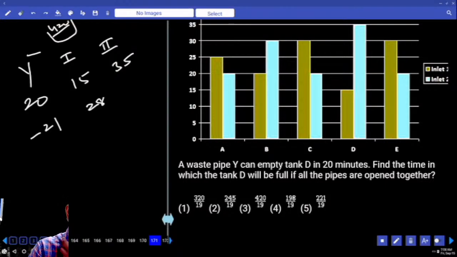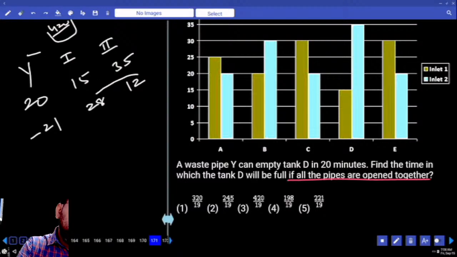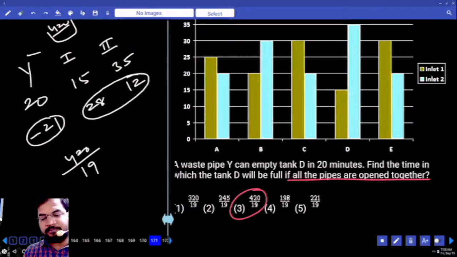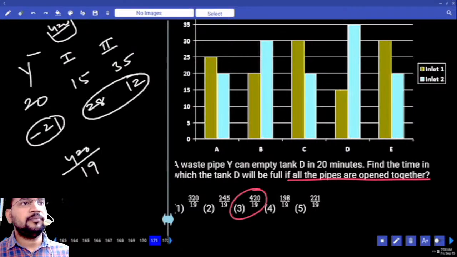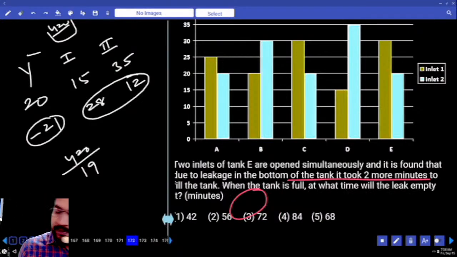420 by 35 is 12 times. Now, if all pipes are open together, what happens? How many liters are coming? 40 are coming. How many are going? 21 are going. How many are there in the tank? 19. 420 by 19. Are you ready? 172.